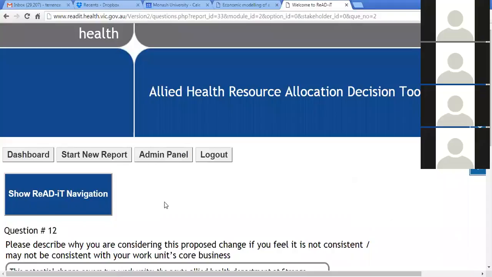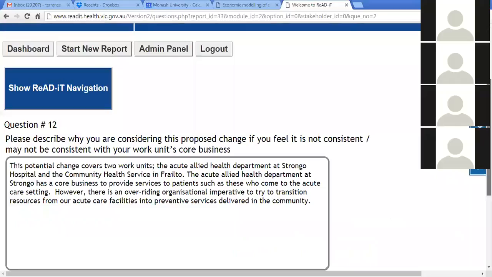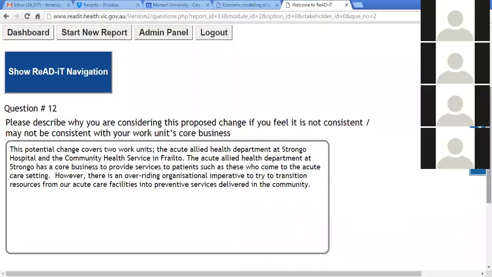So whenever there's a bit of a discrepancy like that, you might be asked to answer an extra question to explain or provide an explanation as to why. So here I've said this potential change covers 2 work units, the Acute Allied Health Department at Strongo Hospital and the Community Health Service in Frauto. The Acute Allied Health Department at Strongo is a core business to provide services to patients such as these who come to the acute setting.